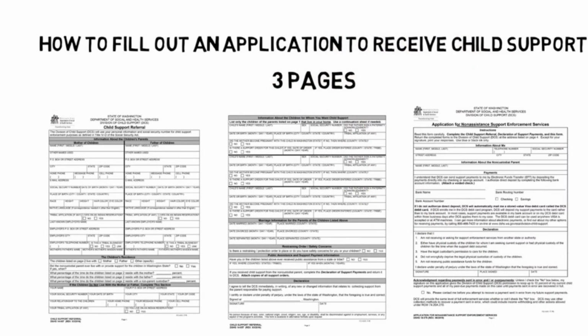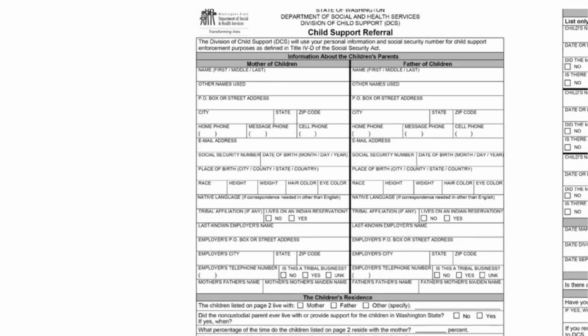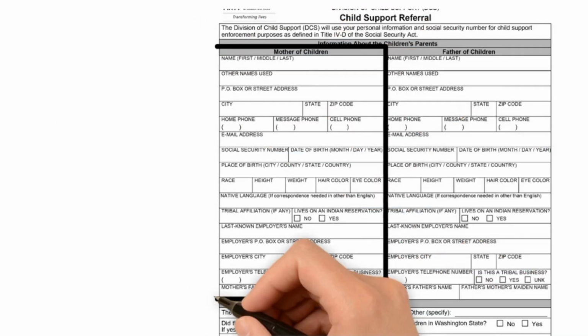So that's 3 pages total. That's not so bad, right? The other pages in your application packet are for your information. You can set those aside for now. Let's start with the Child Support Referral, page 1.